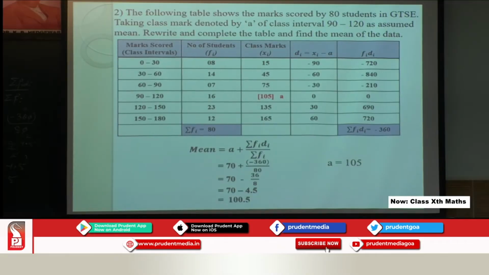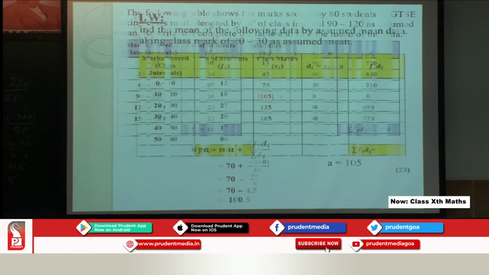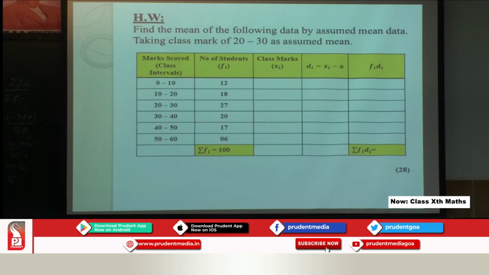Let's take a problem for homework here. You have to solve this problem: find the mean of the following data by the assume mean method, taking class mark 20 to 30 as assume mean. So this is the second method. Let's go to the third method.